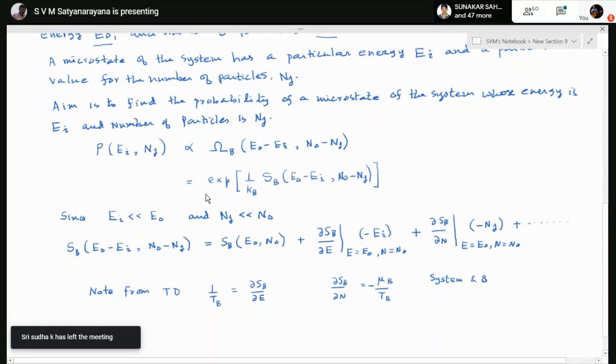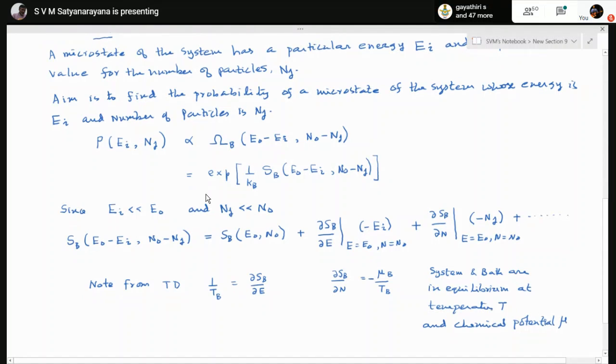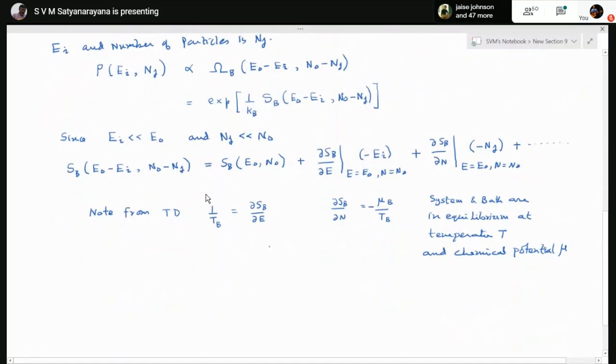Even though this is mu_B by T_B, because of equilibrium, the system and bath are in equilibrium at temperature T and common chemical potential mu. Then I can write that, so I substitute this one. This is some constant, and since I am only talking about proportionality, I don't have to worry about this constant.